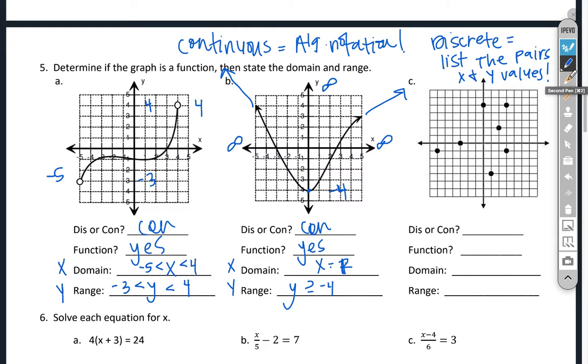Okay, now we need to look at C. Is it discrete or continuous? Well, there is no line here, so this is discrete. And it says, is it a function? Well, let's see. Does it pass the vertical line test? No, we've got 2 spots right there that would match at the same vertical line. So no, it's not a function. And then for these, we said to list the pairs x and y values, meaning for domain, we're going to write all of the x values, and for range, we're going to write all of the y values. So make sure you write these in order from least to greatest.